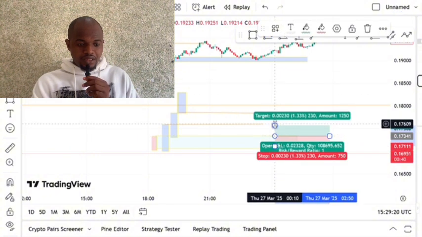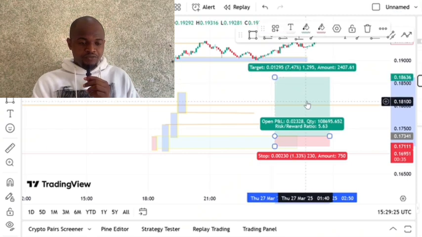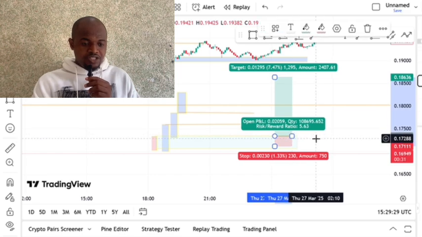Okay, but for me, in another video I will show you guys how to avoid missing entry. For this video I'm just showing you the best way to pick your order block. Okay, so this is how to pick your order block.